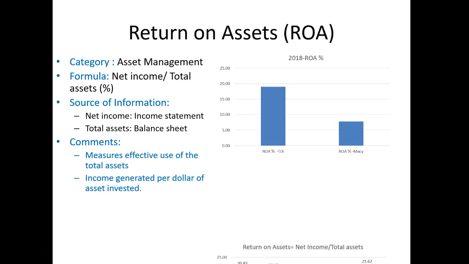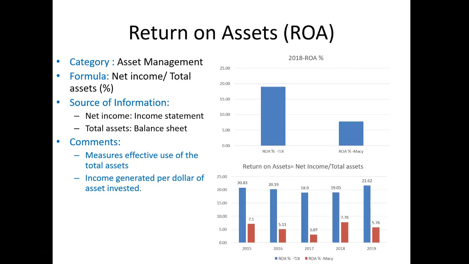Let's look at the last 5 years. The blue is TJ Maxx and red is Macy's. You can see that over the last 5 years, TJ Maxx, in blue, has done consistently close to 20%, 19 to 20%, whereas Macy's has done around 5 to 7%. So overall you can see that TJ Maxx is generating a higher percent of profitability as a percent of the total assets they have invested.